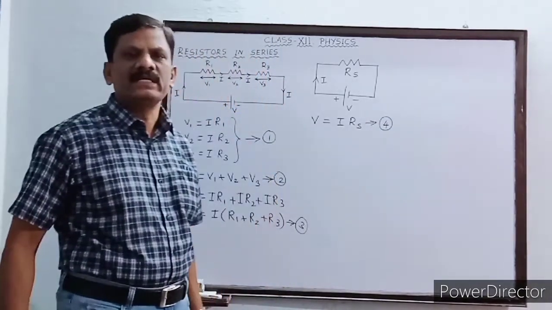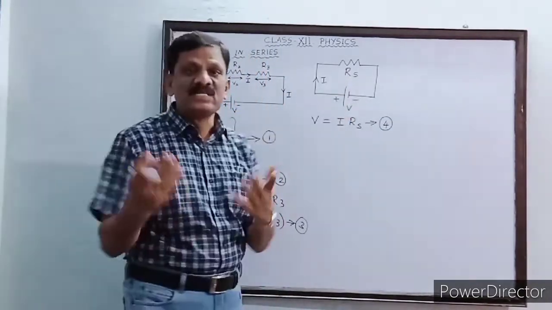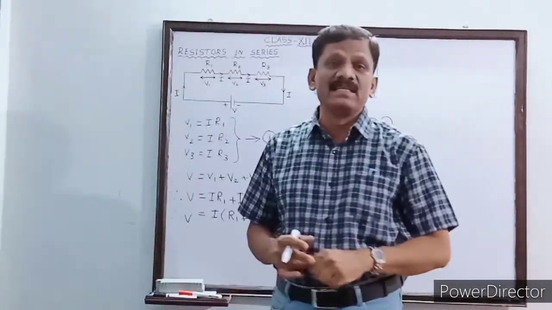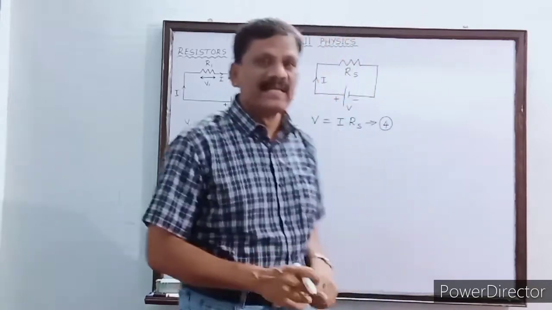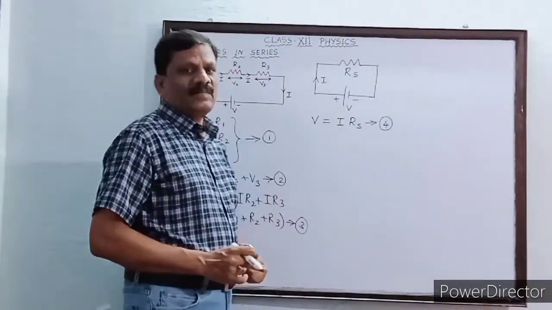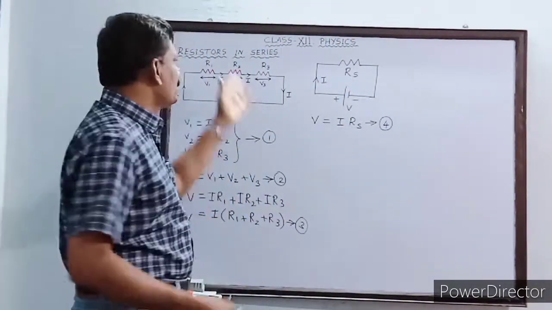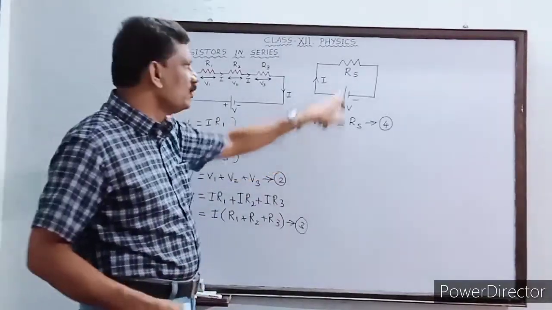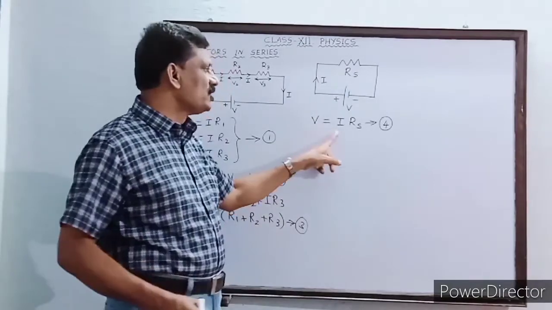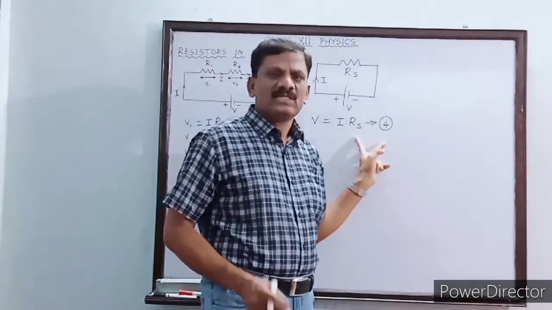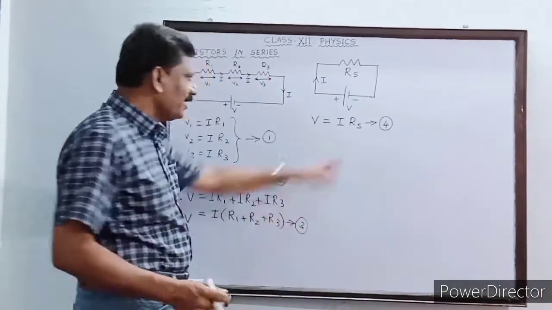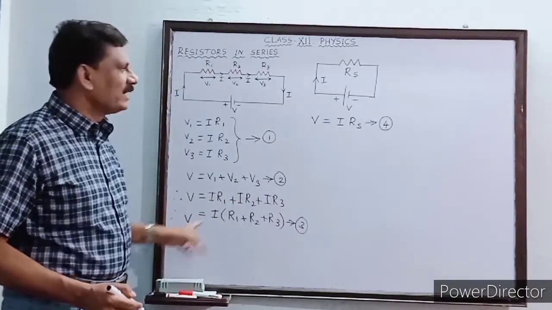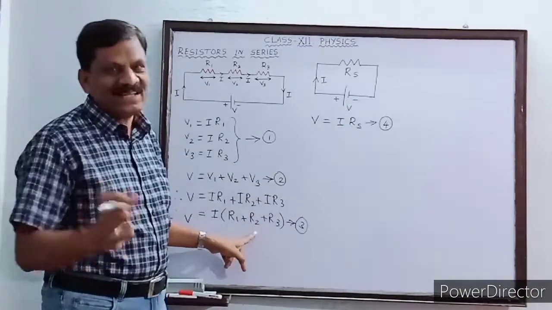Have you all understood that? Yes. RS means what? It is an equivalent resistance. Equivalent to how many resistors? 3 resistors in series. So, the single resistance RS must be expressed in terms of the 3 resistors. So, I have got the equation by applying Ohm's law to this circuit. What is V equal to? I into RS. So, I am going to compare equations 3 and 4. The left hand sides are the same, is it not? So, naturally, the right hand sides also must be the same.